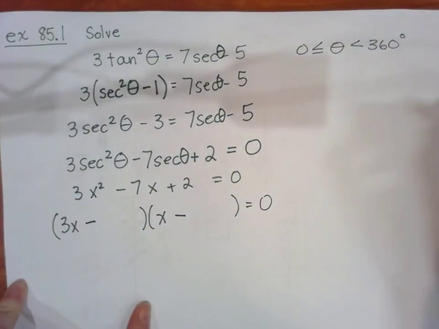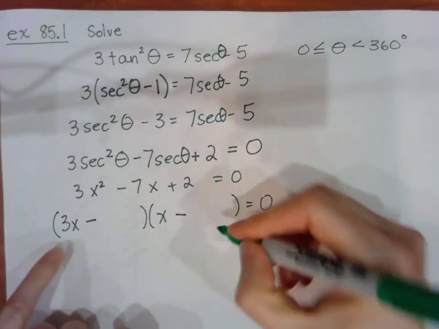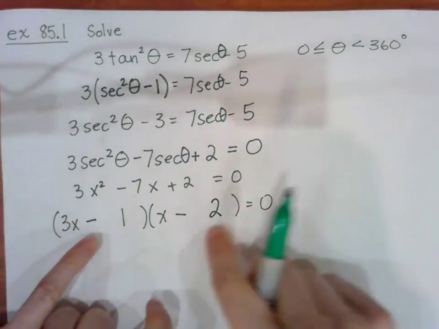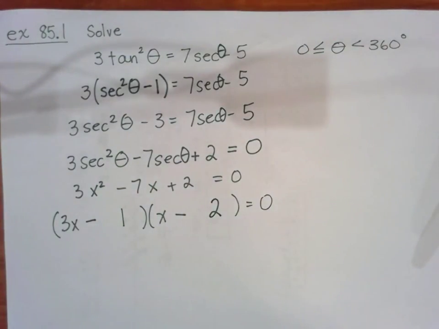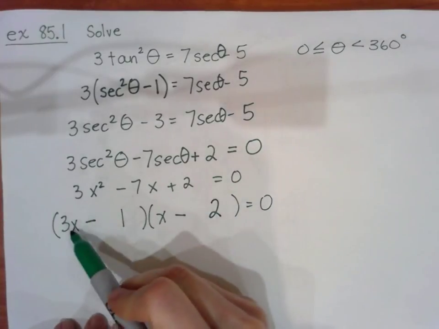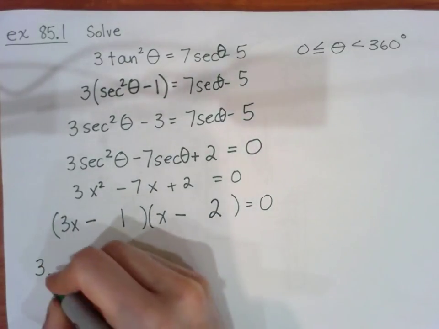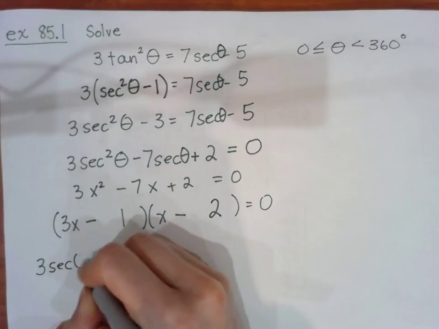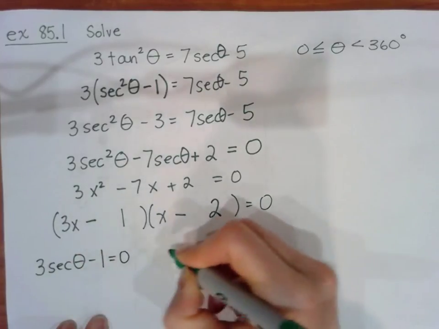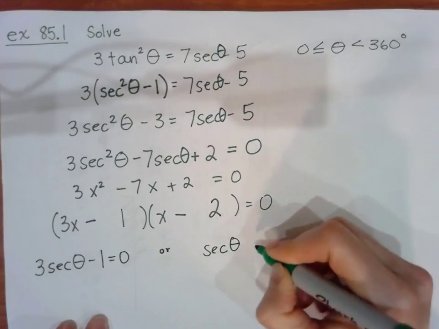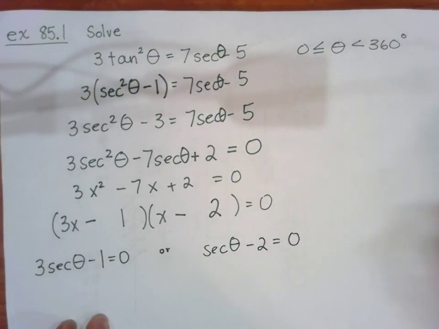And the only factors of 2 are 2 and 1, and we know they're going to have to be negative. So the only question we have is, should I put the 2 here or should I put the 2 here? Well, to get 7, we're going to need negative 6 and negative 1, and that will give us the positive 2. Alright, so nice factorable expression there. And remember, x was really just secant, so this would be 3 secant theta minus 1 equals 0, or secant theta minus 2 equals 0.